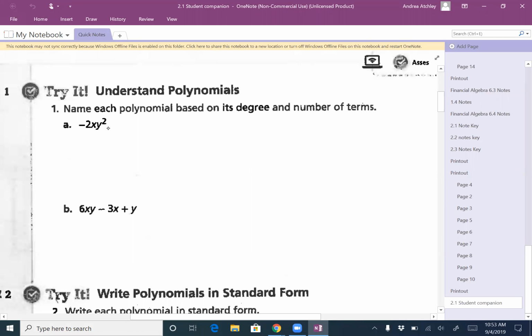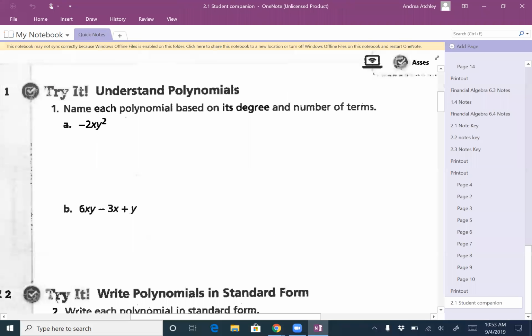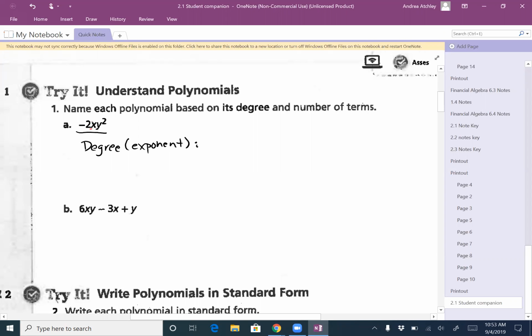Okay, so we look at this to find the degree. Kind of looking at the exponent. So here, the x has an exponent of 1, the y has an exponent of 2. So the degree is 1 plus 2, which is 3. So my degree of this polynomial is 3. Any questions on how I got that? Yes.